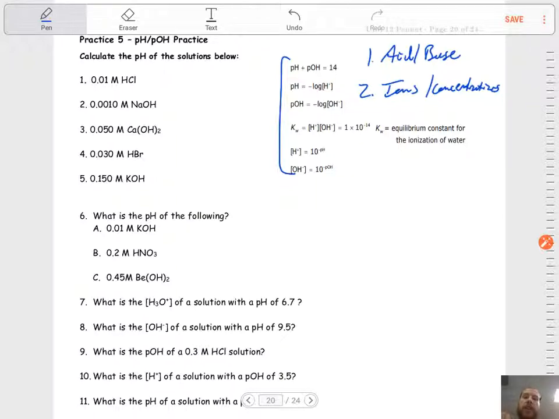So definitely take a day or two in class, like 1 or 2 periods in class to practice this, and you can start taking the pH calculations quiz on Wednesday or Thursday of this week.